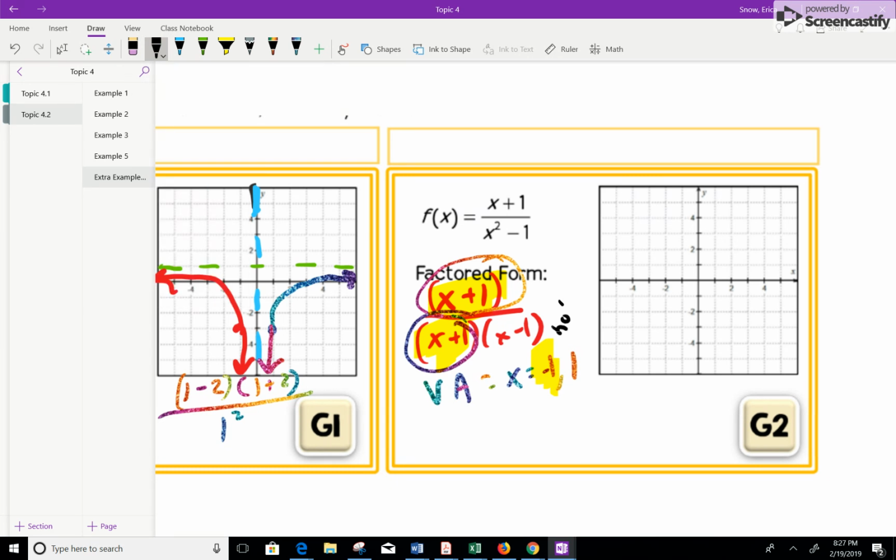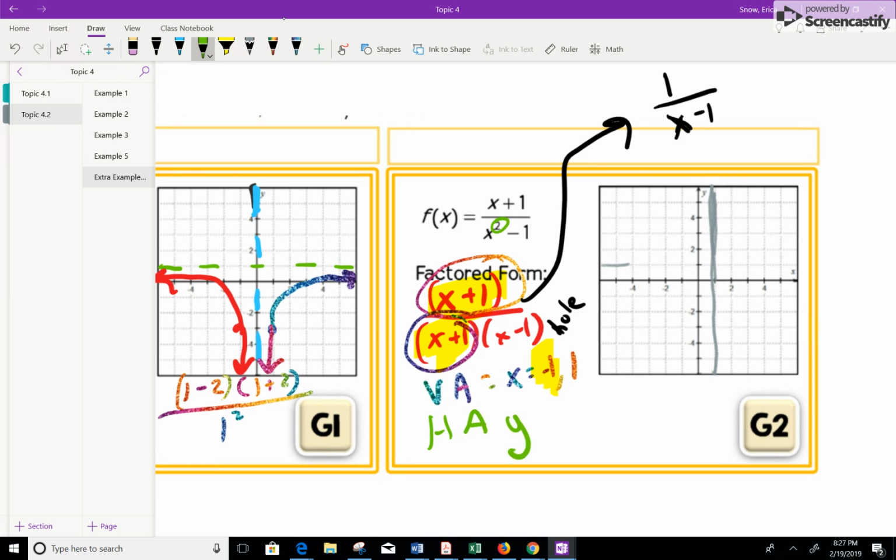So at negative 1, there is a hole. We're going to talk about what that looks like. When we cancel that yellowed part, our function actually becomes 1 over x minus 1. So then our vertical asymptote is at positive 1, so right here. And then our horizontal asymptote, because this is bottom heavy, is going to be at y equals 0, so right here. So now you're thinking, what do I do with that hole there at negative 1?